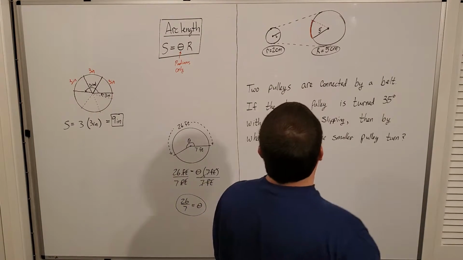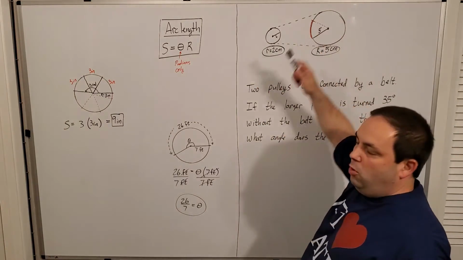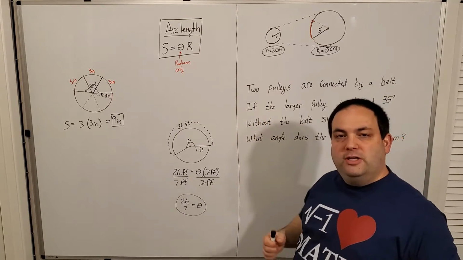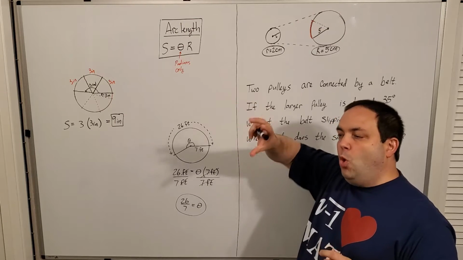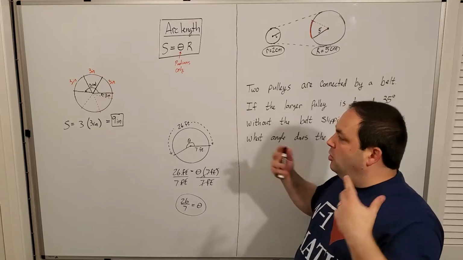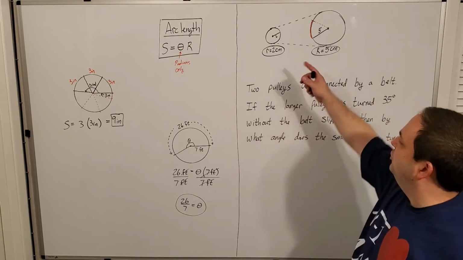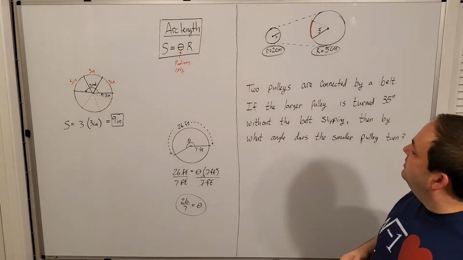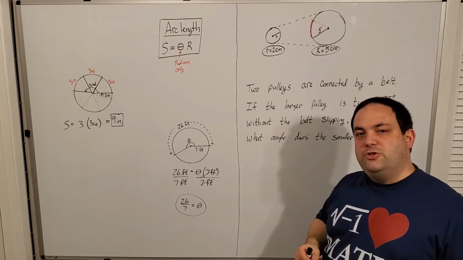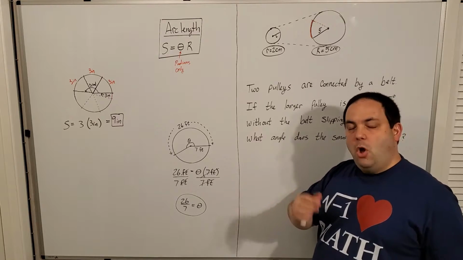Here's an example right here. Two pulleys are connected by a belt, or if you want a bike chain, or whatever you can imagine, two gears or two pulleys connected such that when one turns, it causes the other one to turn as well. We're also going to assume that there's no slip of the belt or the chain or whatever is connecting the two. So what that means is you have a 1-for-1 exchange of length of rotation. In other words, arc length.